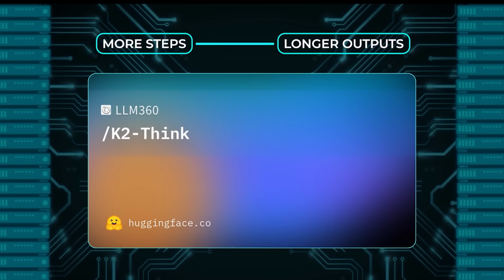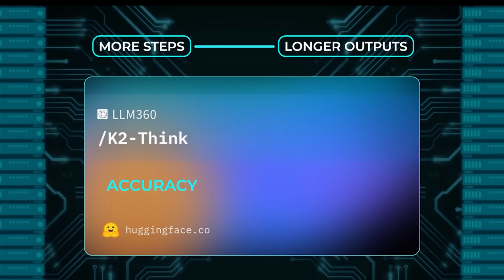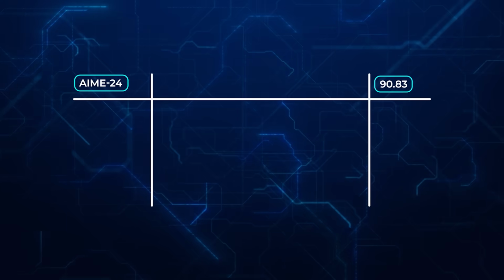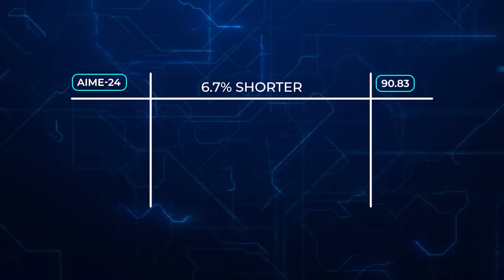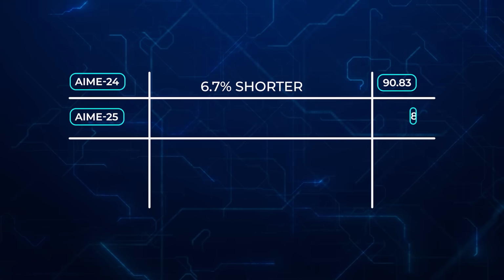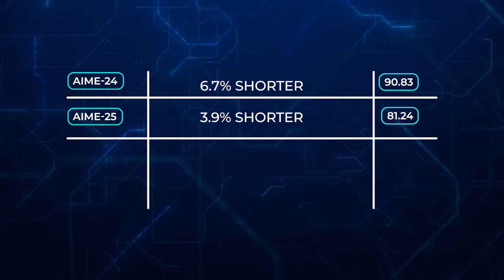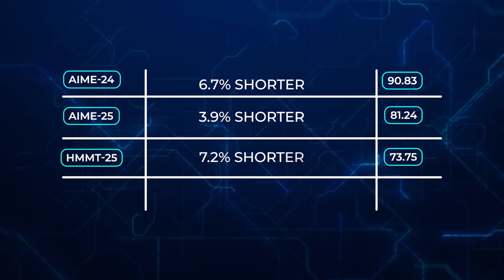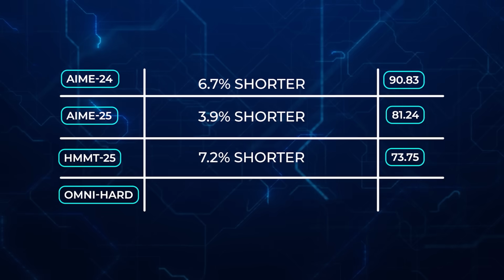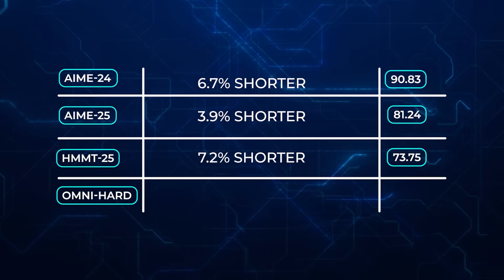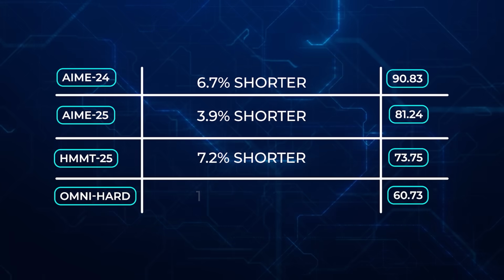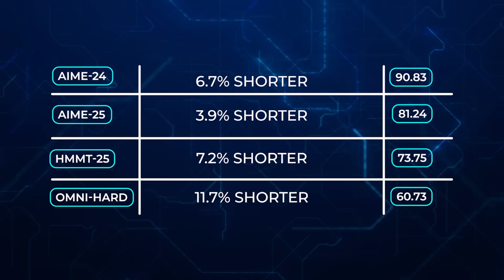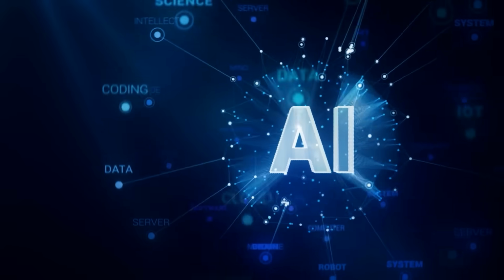At inference, K2 Think shows a rare combination of accuracy, efficiency, and raw speed. On AIME24, it scored 90.83 with responses 6.7% shorter. On AIME25, it reached 81.24 while trimming 3.9%. On HMMT25, the score was 73.75 with a 7.2% cut. And on OmniHard, one of the toughest math benchmarks, it landed at 60.73 while shrinking answers by 11.7%. That combination of high accuracy and leaner outputs is rare, since most models get wordier as tasks get harder.